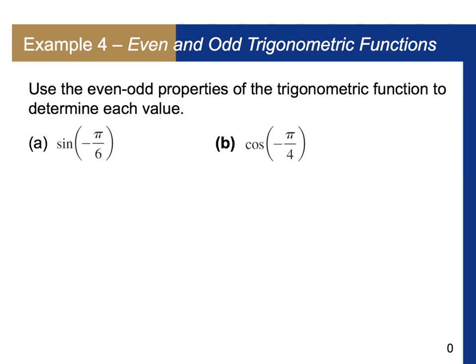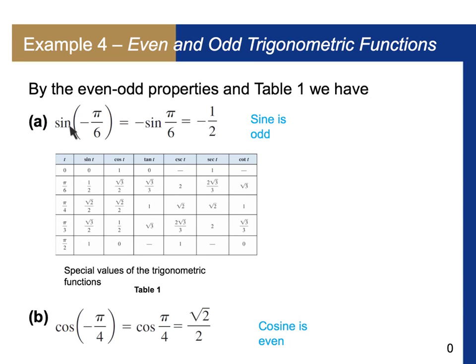Okay, so let's look at a couple of examples using our even-odd properties. Sine of minus pi over 6. We know sine is odd, so sine of minus pi over 6 is minus sine of pi over 6. And we know sine of pi over 6 is 1/2, so that would just be minus 1/2. Cosine is an even function, so cosine of minus pi over 4 is cosine of plus pi over 4, which is square root of 2 over 2. Okay, so that one doesn't change.